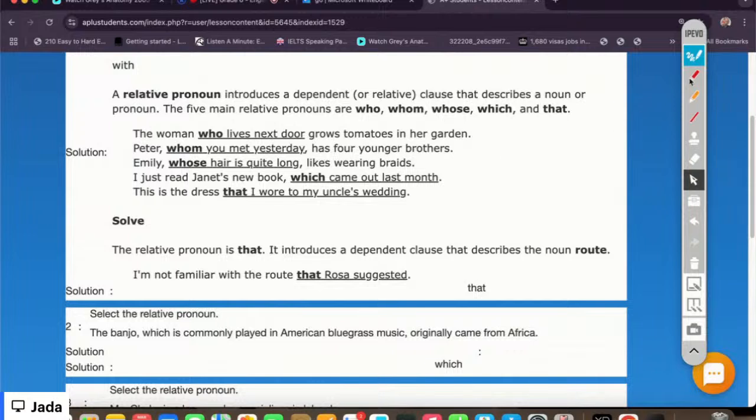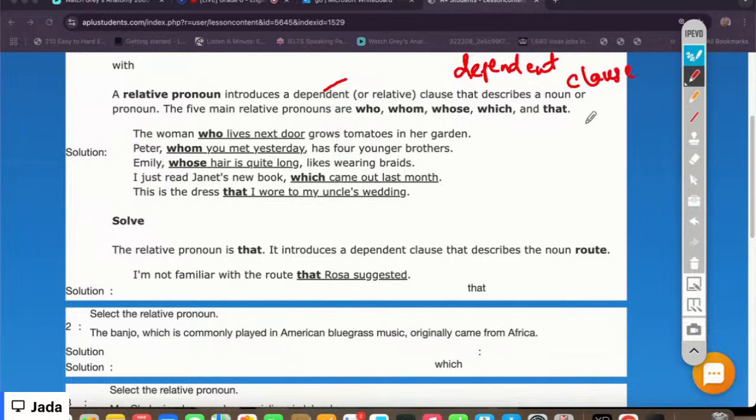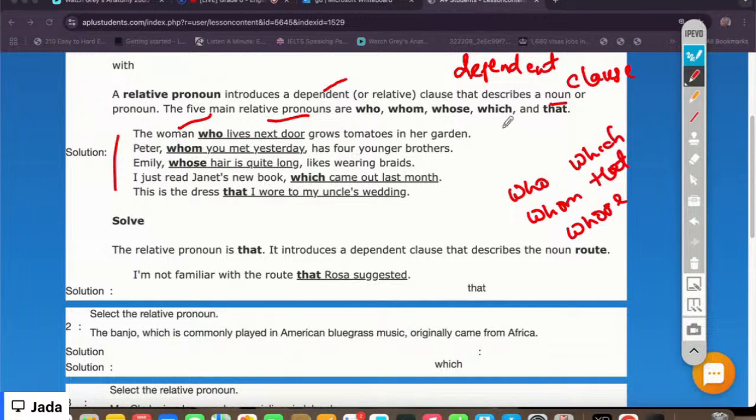Okay, so a relative pronoun introduces a dependent or relative clause. It's introducing dependent clauses, okay? Or even the relative clause that describes a noun or pronoun. The five main relative pronouns are who, whom, whose, which, and then that. These are the five relative pronouns that we have. We have some examples here.